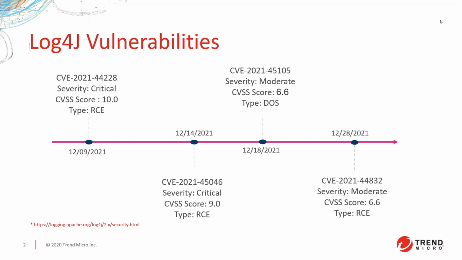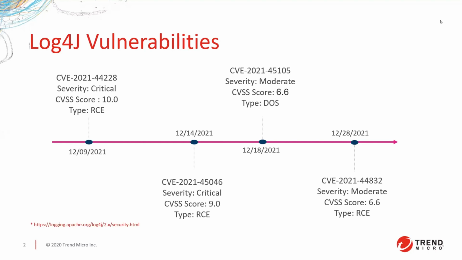So that is why the score is also 9.0. But why is it 9.0? Because it requires a non-default configuration. If you have changed the configuration from the way it comes as a default, then you are vulnerable. So that's why the severity is lower. It's not 10.0, it's 9.0.